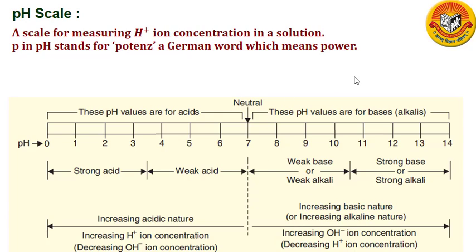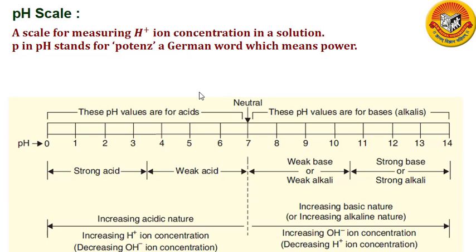So with the help of the pH scale, based on the value of pH, we can identify whether it is a strong acid or strong base, or weak acid or weak base. Suppose for a substance the pH value is 2. What do we say about that? We say that as the pH is 2, it is a strong acid. As the pH is, say, 8, we say that it is a weak base. As the pH is 7, we say that the substance is neutral.